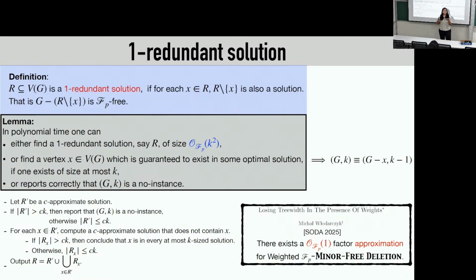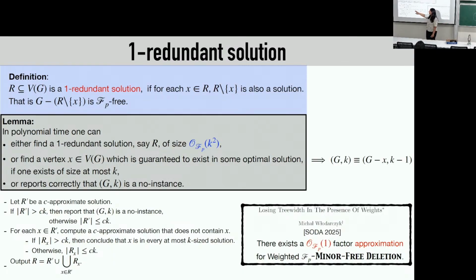Now, what is the natural way of making it one redundant? You already have a solution to start with. You want to say that if I pick one vertex and throw it out, the resulting set should still be one redundant. The best way is to try to find, for every vertex in this set, a solution that does not contain this vertex, and put it in that set. So this is what this is doing.